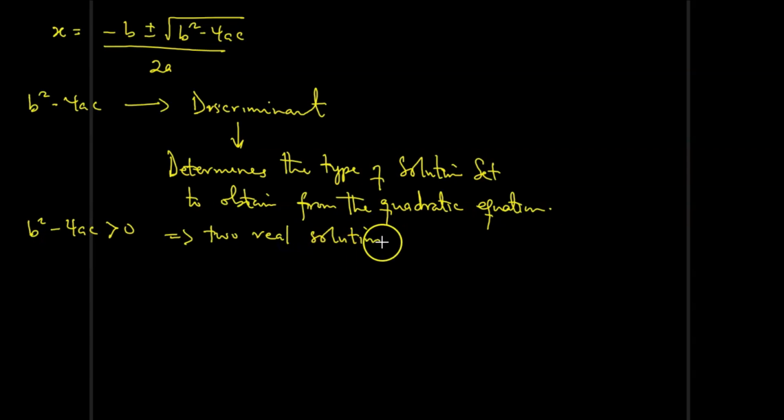Now, the word solution can also refer to roots. It means whenever you solve the quadratic equation, you are going to get two real numbers. It can be two positive numbers which are different, or it can be two negative real numbers which are also different. So that is what we mean by two real solutions. Now you can also add the word distinct. Distinct meaning they are different. They are not going to be the same number. It's going to be two different solutions.